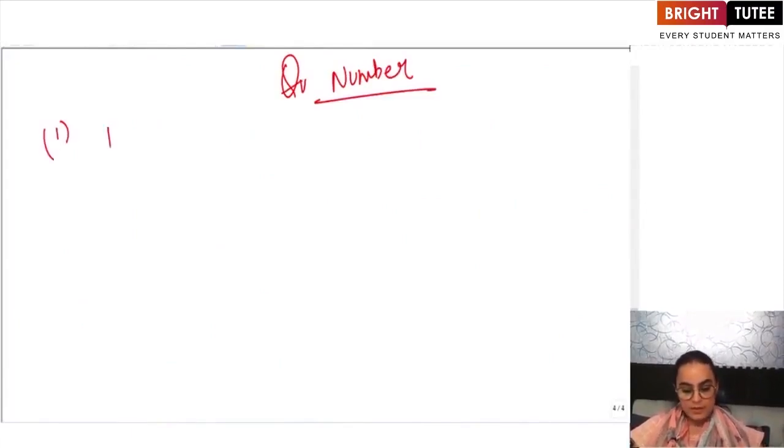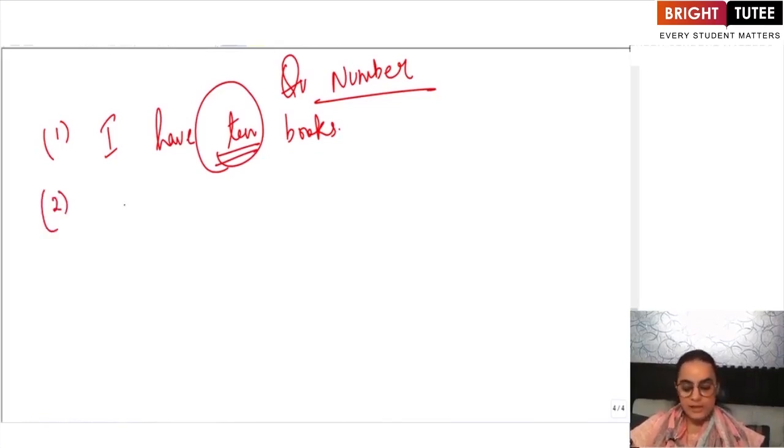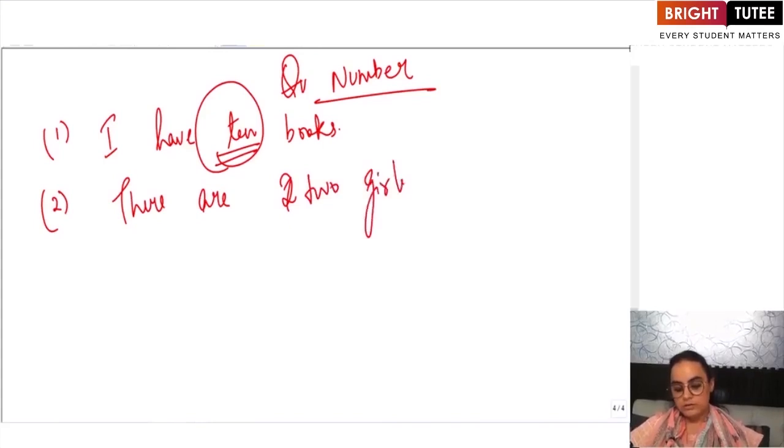For example, if I say, I have 10 books. What is the number that describes the number of books that I have? 10. So I have 10 books describes my books, and books are something that can easily be counted by me. So this is a countable noun. If I say there are 2 girls in the class, how many girls are there?